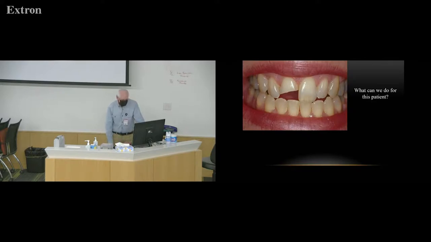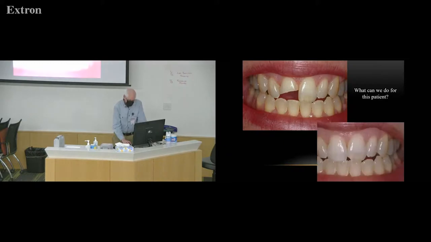So what can we do for this patient? Well, we can do something like that. Now, in the meantime, we restored number 8, and you can see we can get pretty fancy, and we can put translucencies in it. We can make mamelons internally with a little bit darker shade, and we can really make that tooth look pretty nice.